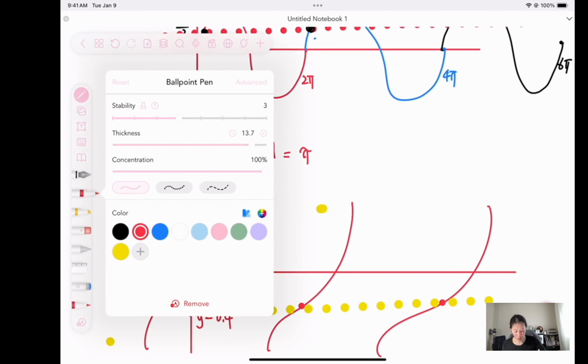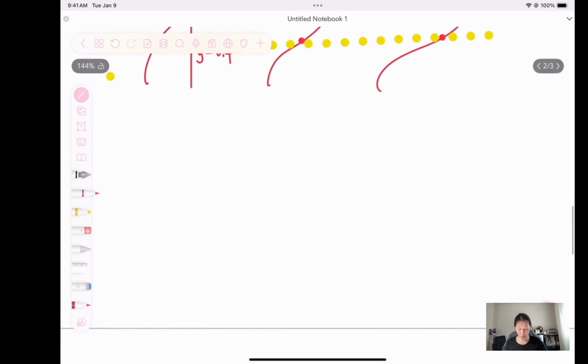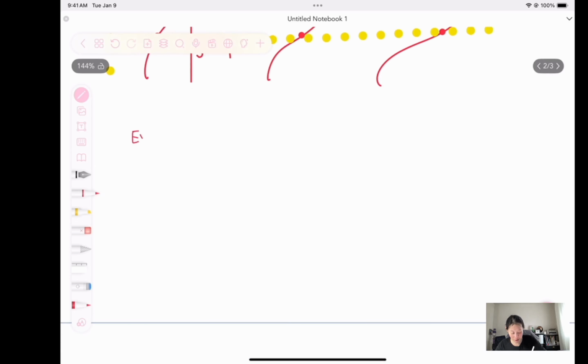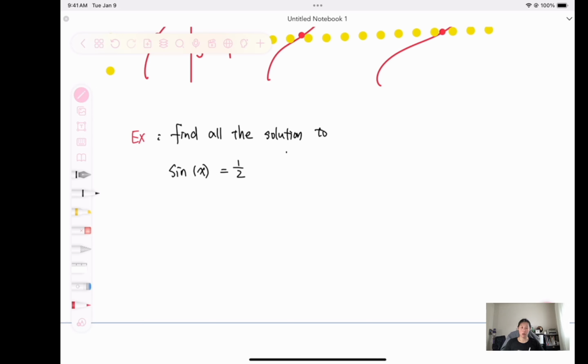Okay, so now after the review, let's begin our first exercise. Let's say, for example, I want you to find all the solutions to sine x equals 1/2. So sine equals 1/2. By now you should be familiar with when sine equals 1/2: at least the easiest one is when x equals 30 degrees or pi over 6.